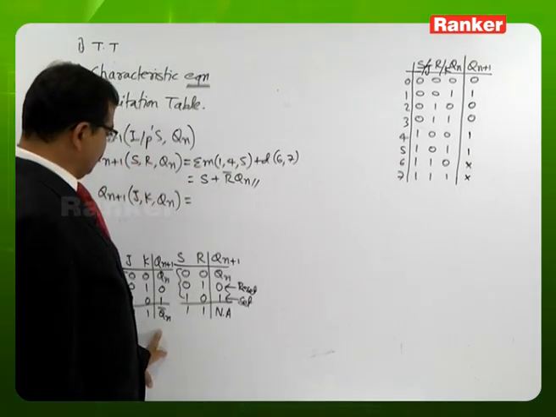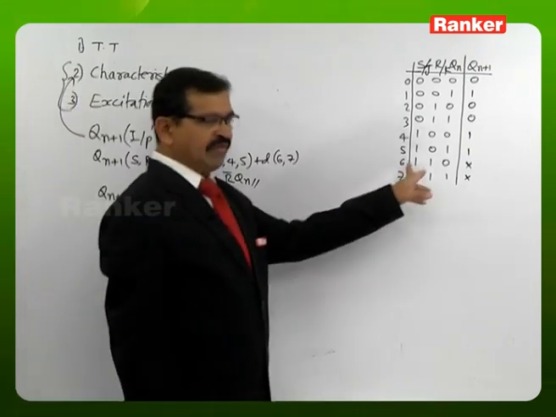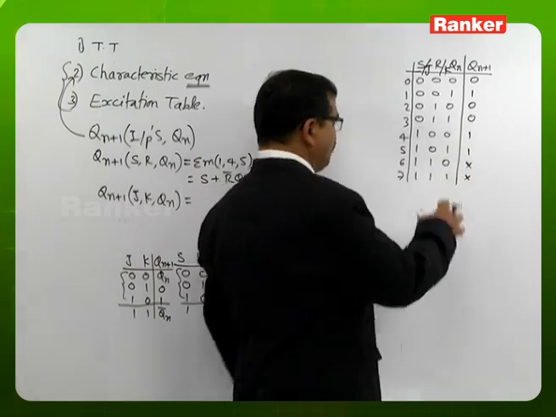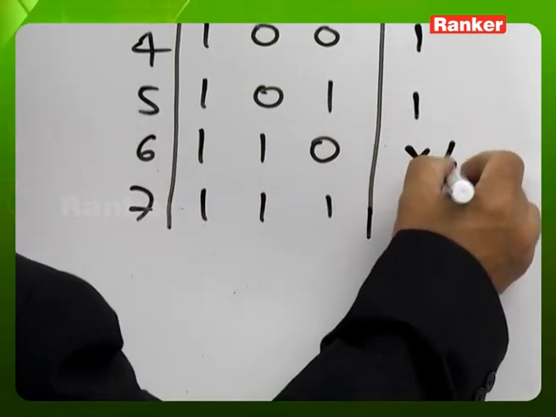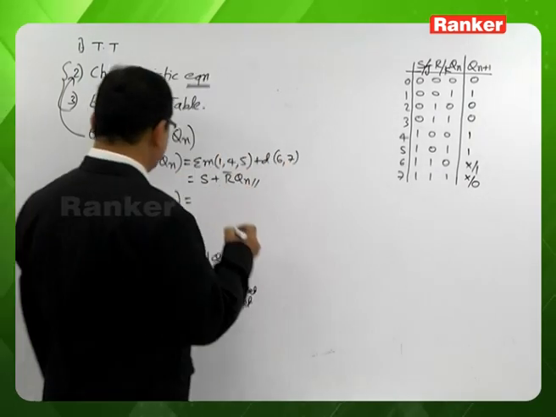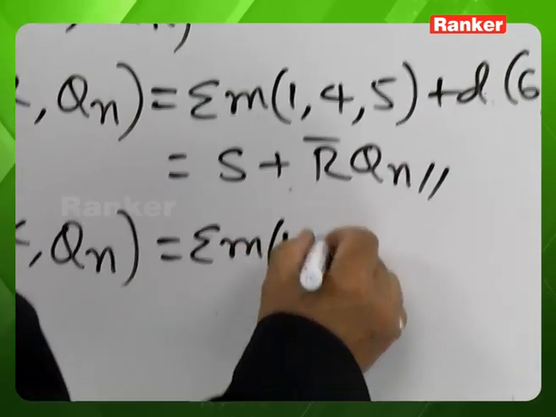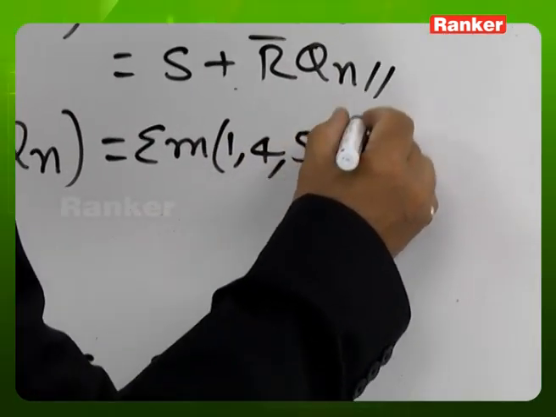For 1 1, for the JK flip-flop, the next state is the complement of the previous state. So for 1 1, the complement of the previous state means if it is 0, it is coming to be 1. If it is 1, it is coming to be 0. Hence, we are looking here. The min terms are 1, 4, 5 and 6.